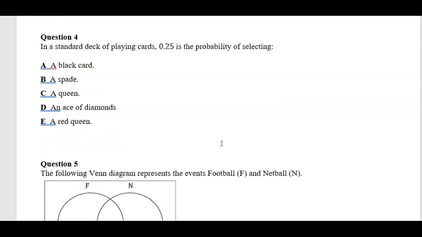All right, question 4. In a standard deck of playing cards, 0.25 is the probability of selecting. So you can go through and do the probability of each. So a black card is going to be a half. A spade is going to be a quarter. Okay, so there's our answer. So 0.25 is the same as a quarter, but I'll do the rest anyway. A queen, you have 4 in a pack, so that simplifies to 1 over 13. An ace of diamonds, there's only one of them, so it's going to be 1 over 52. And a red queen, there's 2 of them, so it's going to be 2 over 52 or 1 over 26. So the correct answer for that one is B.